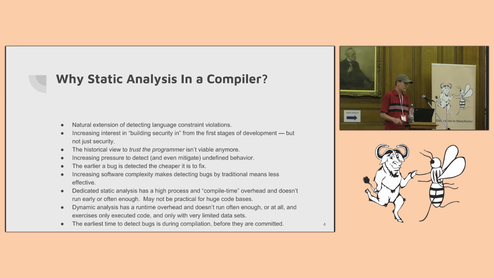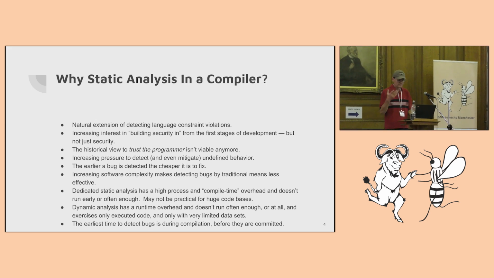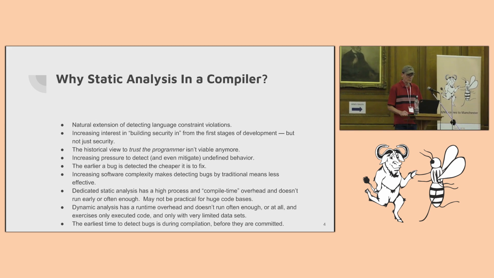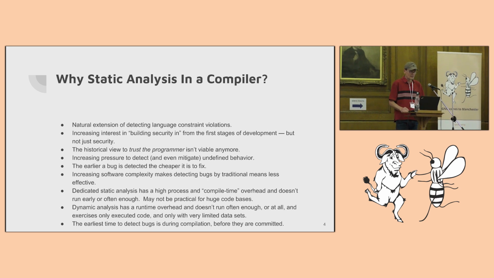It can be up to 5,000 times more expensive to fix a bug after software has been released than early on before it makes it into the code base. So obviously, the earlier we catch bugs, the better, and the cheaper they are to fix. The increased software complexity makes detecting bugs by traditional means like software inspection or peer review much less effective.